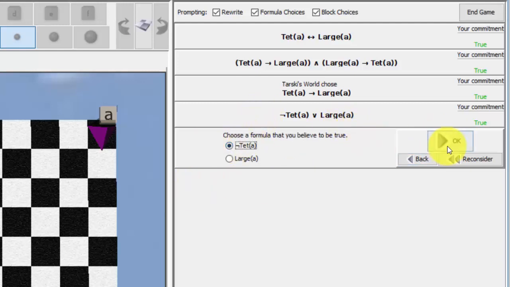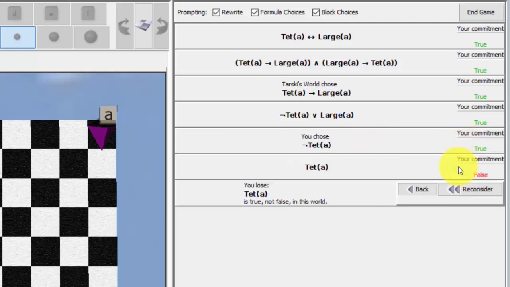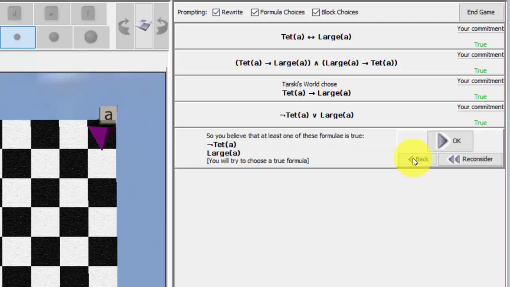We can try picking that one. And I lost. But we could go back and try to pick the other, and we'll still lose.